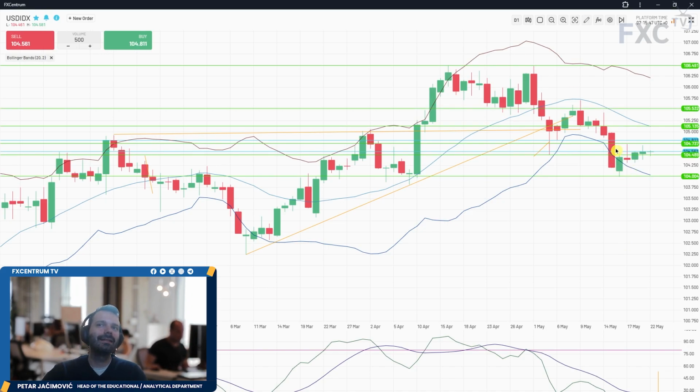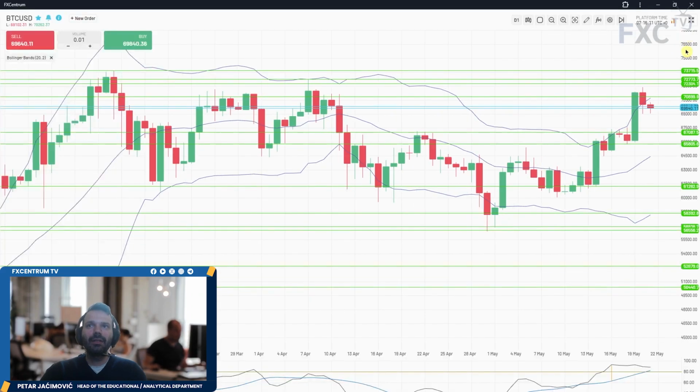What I like here is that as soon as we had the downside break of the lower Bollinger Band, there was a reaction from buyers. That's basically a good sign, and especially this level around 104 is quite a key support for the dollar index. And as long as the support is holding, I give more chances for higher prices.